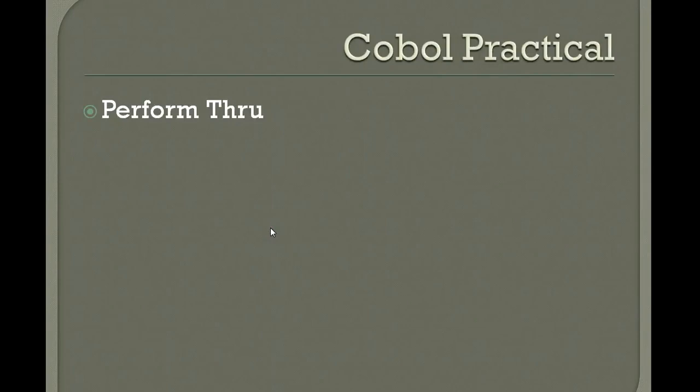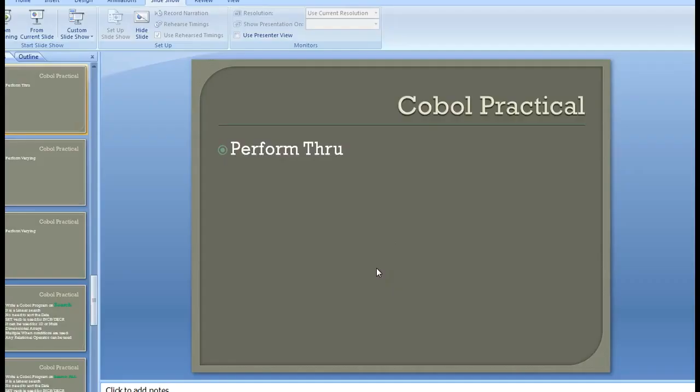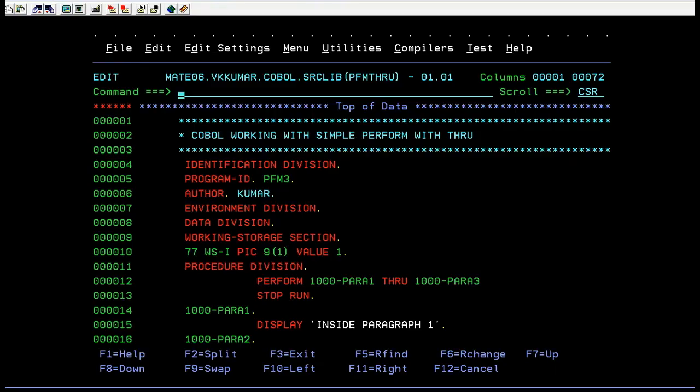So today, this is the continuation of the perform topic. The last video was about showing you a perform until. This video is about explaining perform through. Now let's connect to the mainframe and show you how we write the COBOL program using perform through.